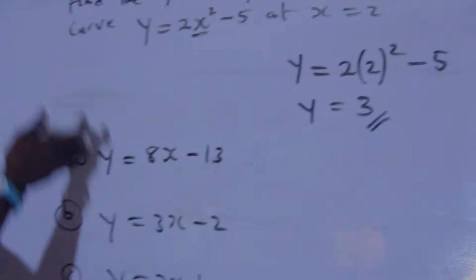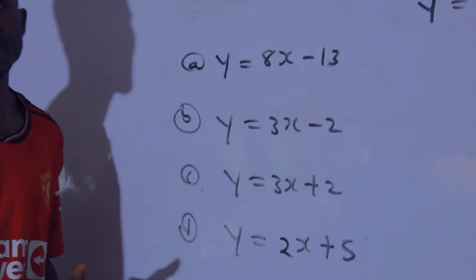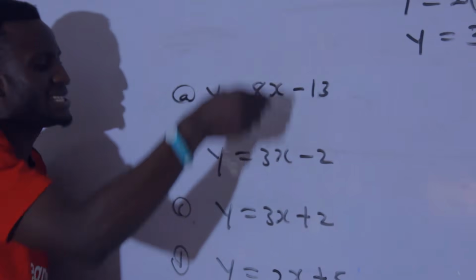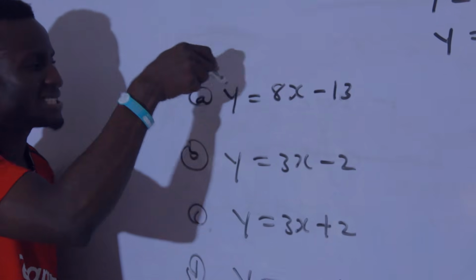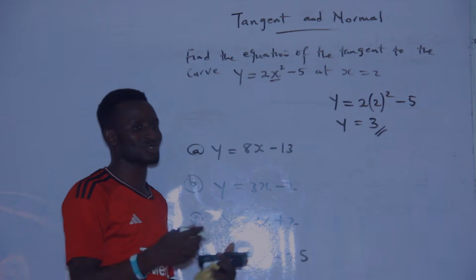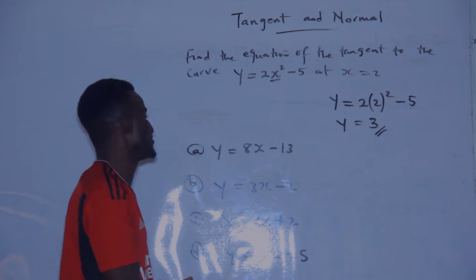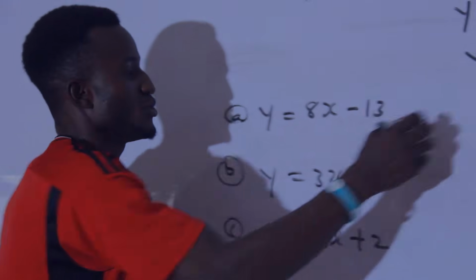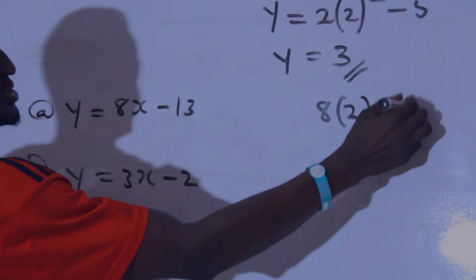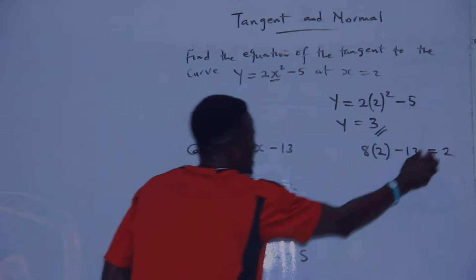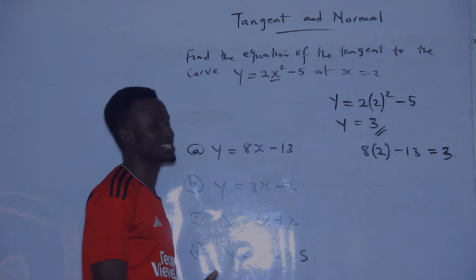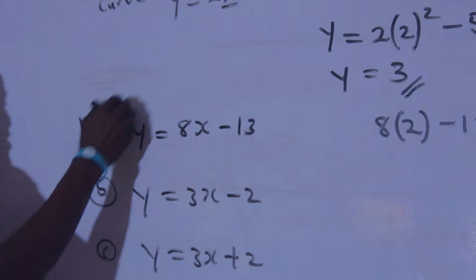You can see that they made y the subject of the formula here. So all I'm going to do is substitute that same x in this equation. The one that gives me the same value of y I got from the question is the right answer. You can use your hand method to solve it and you end up having the same answer. Now checking option A, we have 8 into bracket 2 minus 13. I'm sure this will give you 3, because 8 times 2 is 16, minus 13 equals 3. I believe this is the correct answer.